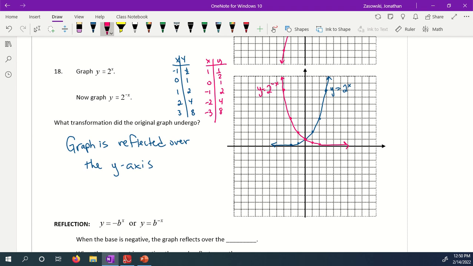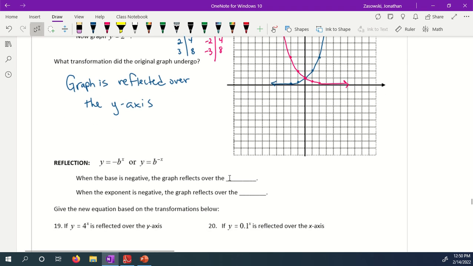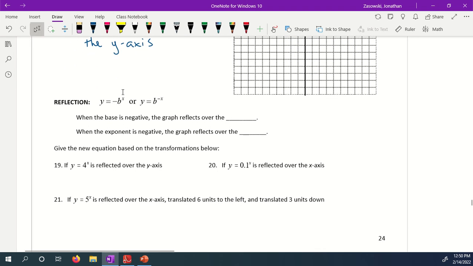And that's it. Okay, so big thing for the lesson on this one, if you make the y negative, the whole function negative, we're going to flip over the x-axis. And if we make the x negative, you're going to flip over the y-axis. Now the base, when the base is negative, okay, that just means the y value, the whole term is negative, okay? That's like saying -f of x. All right, it reflects over the x-axis. When the exponent is negative, this is like saying when the x is negative. All right, it reflects over the y-axis.